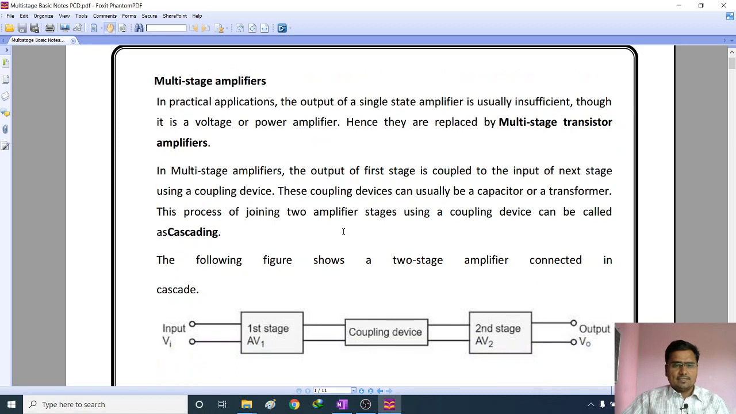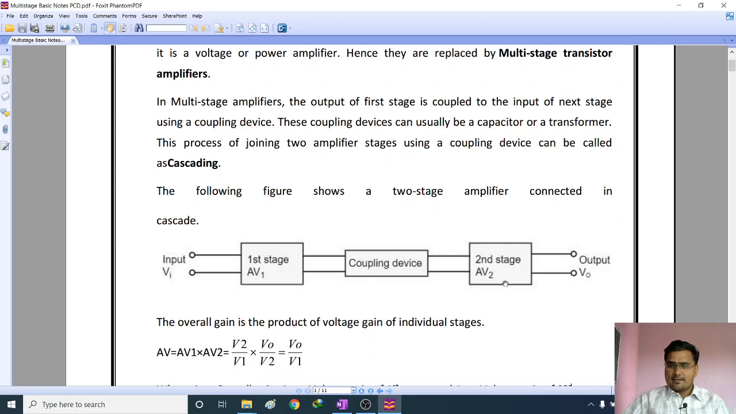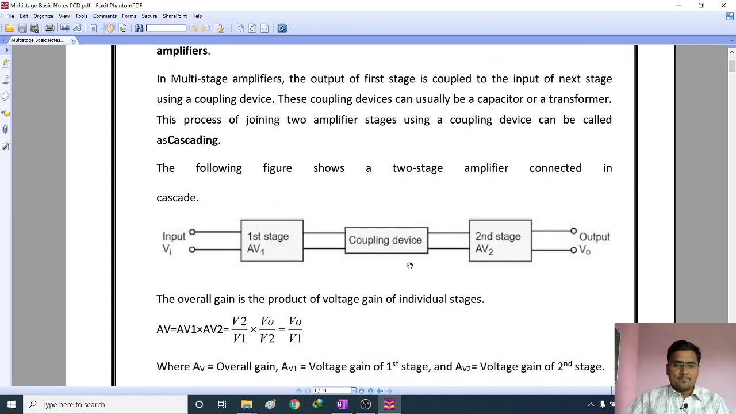Multi-stage amplifier, cascading. Look at this. What is cascading? Connecting the output of the first stage as input to the second stage. Look at this, first stage, second stage, and in between we have a coupling device. That coupling device can be a resistor capacitor, it can be an inductor capacitor, it can be a transformer, or there will not be any coupling device. That's what direct coupling is.